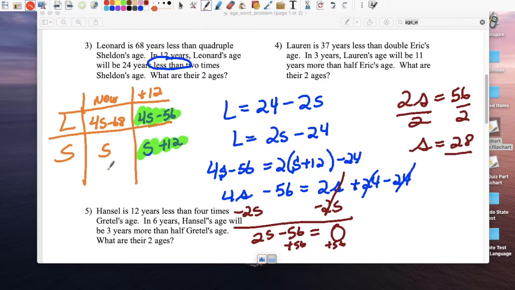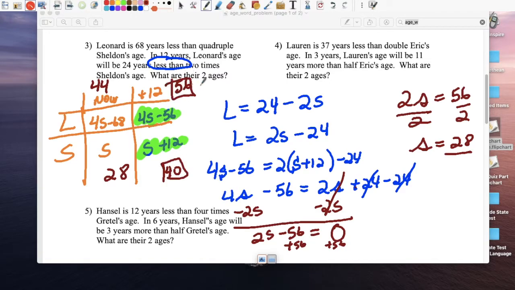That's, what's this guy's name? Sheldon. Leonard, we're going to have to do 4 times 28 minus 68. Okay, so I'm not going to do that. So 4 times 28 equals 112 minus 68 gives him the age of 44. In 12 years, he's going to be 44 plus 12, which is 56. And 28 plus 12 will be 40.